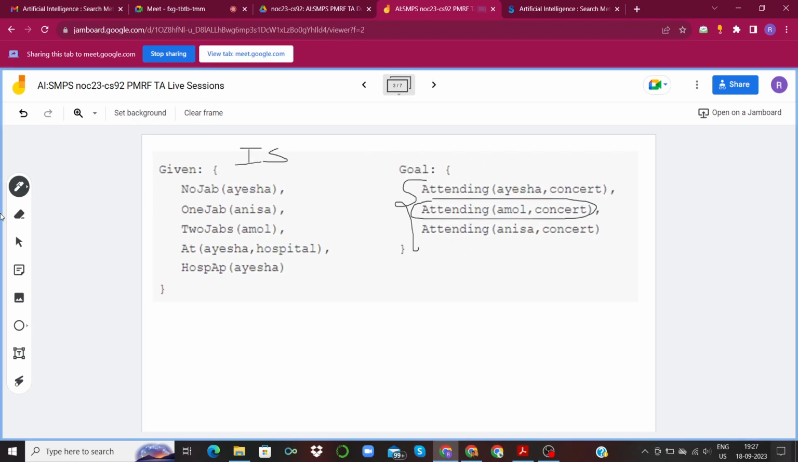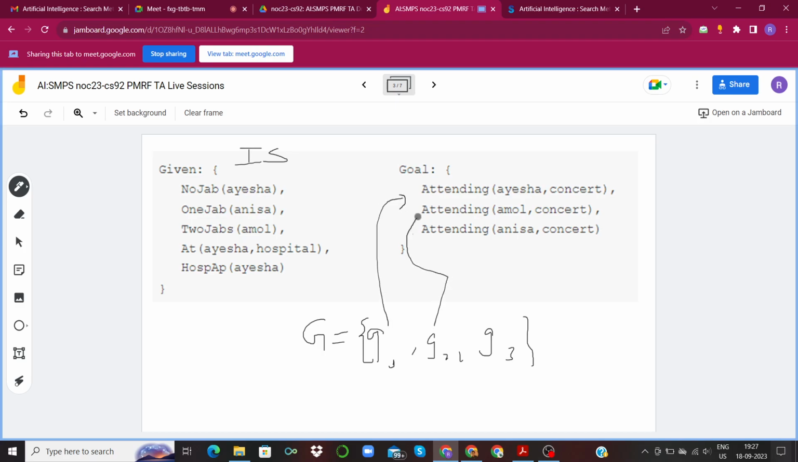Okay, so here we have three goals that we have to satisfy. All three of them are independent, and can be planned for in parallel. So let's call this compound goal G, that is made up of three sub goals, G1, G2, and G3.